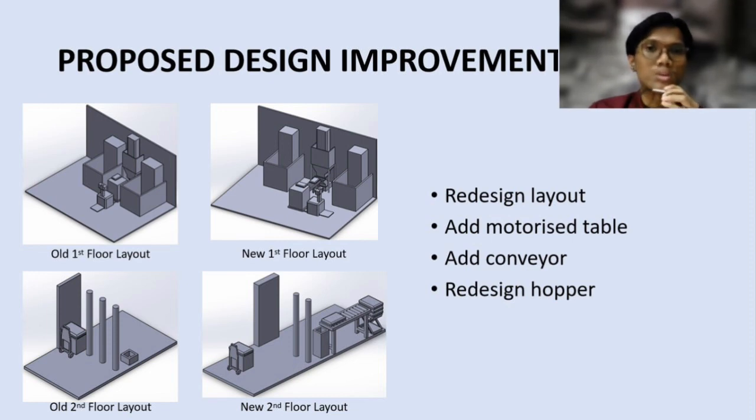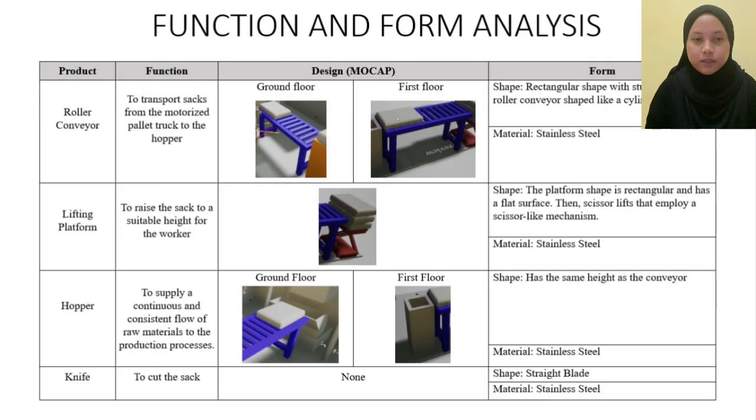After that, we need to redesign the hopper to be at proper level height. Form and function analysis: we add a roller conveyor, lifting platform and knife, and we make improvements to the hopper design. The function of the roller conveyor is to transport sacks from the motorized pallet truck or trolley to the hopper.